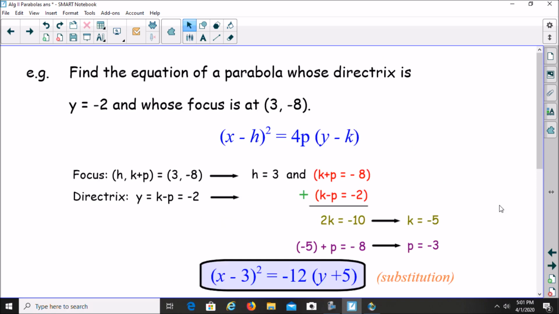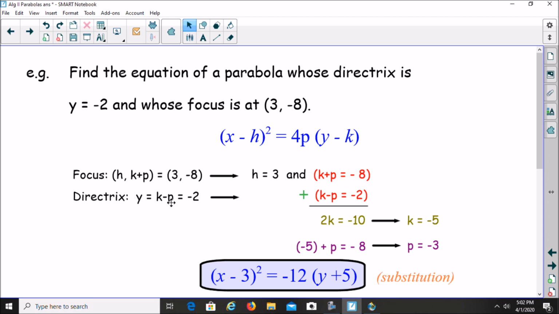So let's look at this example. Suppose we want to find the equation of a parabola whose directrix is y equals negative 2 and whose focus is located at 3 comma negative 8. Well, recall that the equation of a parabola in standard form is x minus h quantity squared equals 4p times the quantity y minus k. Since we are given the focus as 3, negative 8, and the focus we know is h comma k plus p, h must equal 3 and k plus p must equal negative 8.